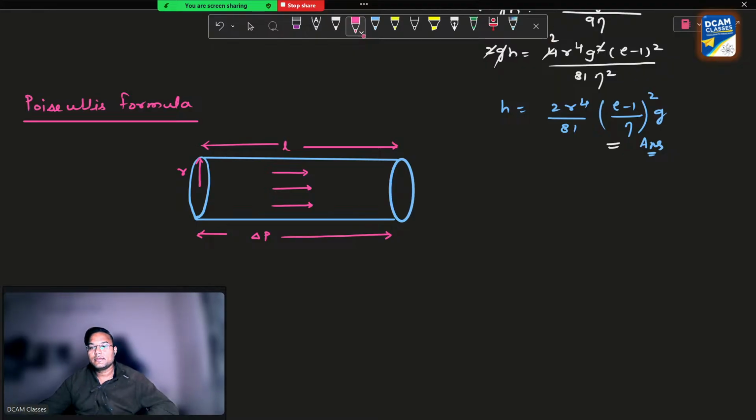See, first let me tell you about Q. Q is the volume of liquid coming out or going in, coming out per second. It's the volume flow rate.